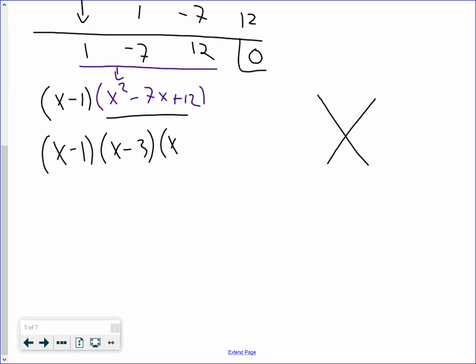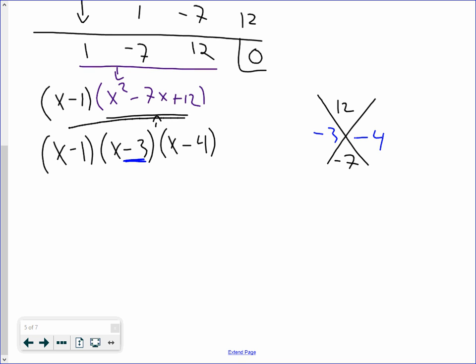So I can draw my x. My top is my a times my c. So in this case, 12. And the factors of 12 that add to give me -7. And since I already know this -3 will be one factor, the only thing I'll multiply with -3 to give me positive 12 is -4. So that has to be the other factor. So x minus 3 times x minus 4 gives me x squared minus 7x plus 12. And x minus 1 times that x squared minus 7x plus 12 gives me my original v of x.